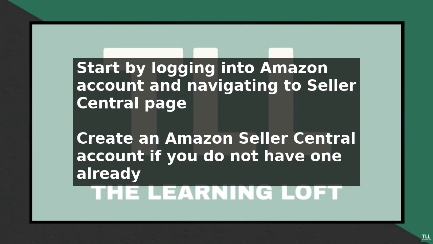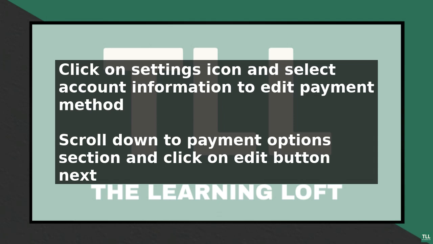Select Pay by Invoice as your preferred payment method and fill out the required information, including your business name, address, and tax identification number. You will also need to provide Amazon with your banking information, including your account number and routing number, so they can deposit payments into your account.